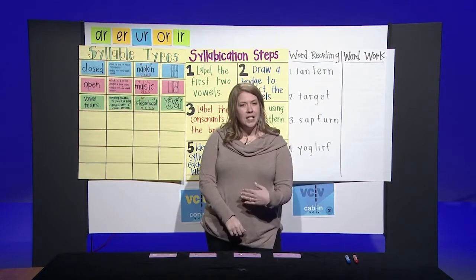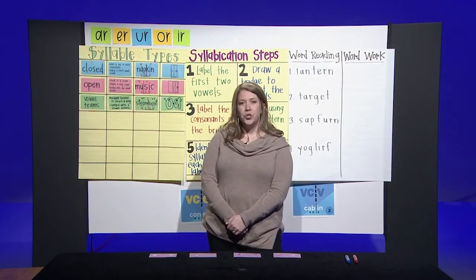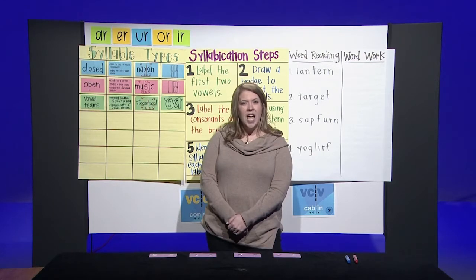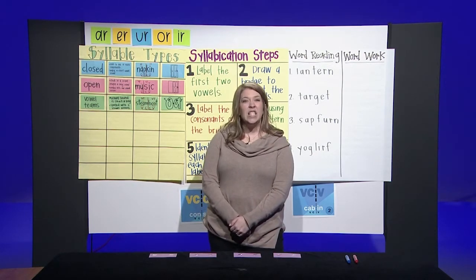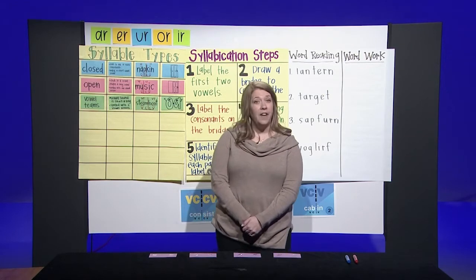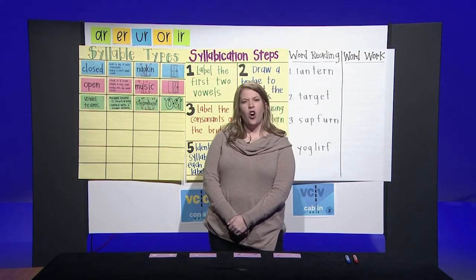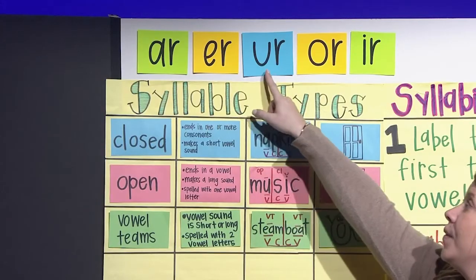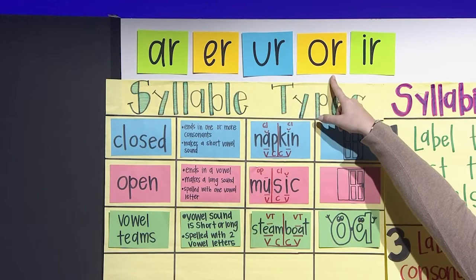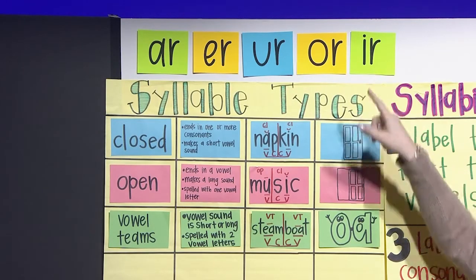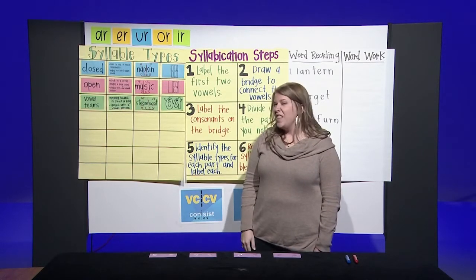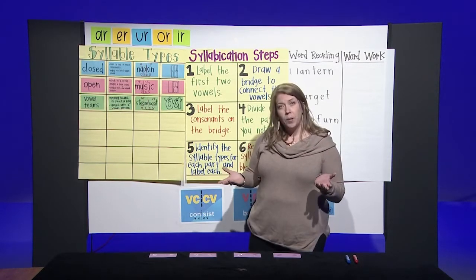Boys and girls, the focus of our lesson today is on R-controlled syllables. We've been talking about multisyllabic words, so we're going to learn a new syllable type today. An R-controlled syllable contains a letter combination made up of a vowel followed by the letter R, such as AR, ER, UR, OR, or IR. The vowel R sound is one welded sound that cannot be segmented or broken apart.